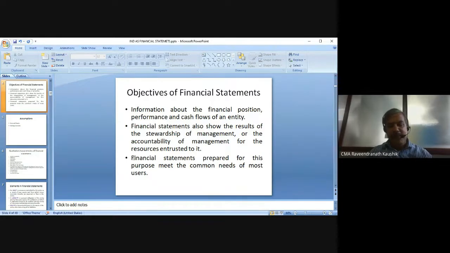Then financial statements prepared for this purpose meet the common needs of most users. Again, there are various kinds of users. It depends on how you prioritize, or for whom the information is being drilled down. So that's again a vast concept.